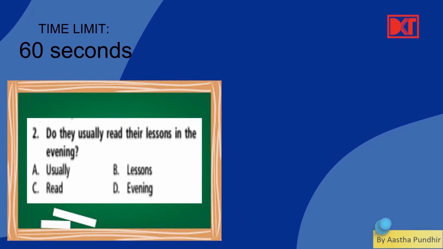Okay, next up we have, do they usually read their lessons in the evening? Usually, lessons, read, evening. Here the correct answer is A, usually. Adverb is what? Usually. Others we have lessons. Lessons is what? A noun. Read is the verb and evening is again the noun.